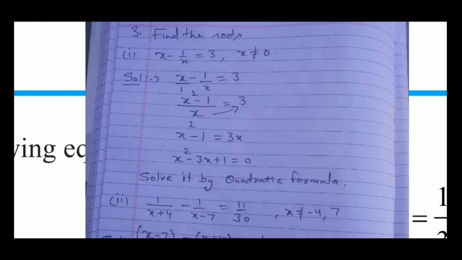Now by cross multiplication your right hand side will be equal to 3x. Now your quadratic equation will be x square minus 3x plus 1 equals 0. After getting this quadratic equation, we will solve it by using the quadratic formula.